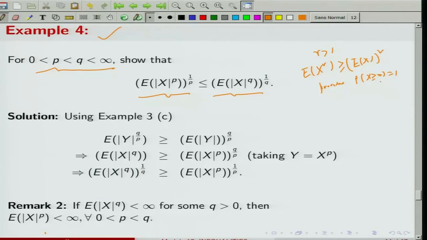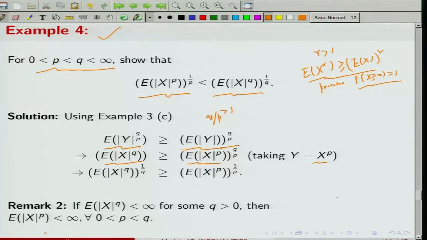So here in place of x I take mod of y, which is satisfying this inequality. Now note that here q by p is always bigger than 1. So I apply this on mod of y with r as q by p. So expected value of mod of y to the power q by p would be greater than or equal to expected value of mod of y whole to the power q by p. Now in place of y I take x to the power p. If I take y equal to x to the power p, it becomes x to the power qp by p. So p and p get cancelled, so it becomes mod of x to the power q, which is greater than or equal to, as I have taken y as x to the power p, expected value of mod of x to the power p, to the power q by p.